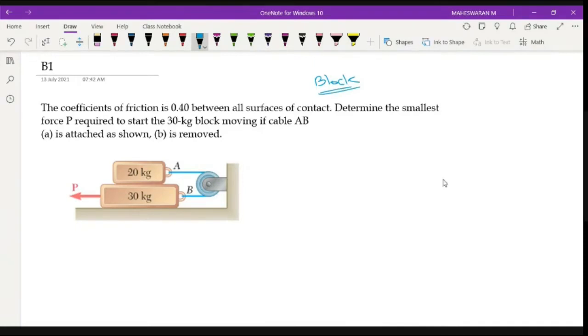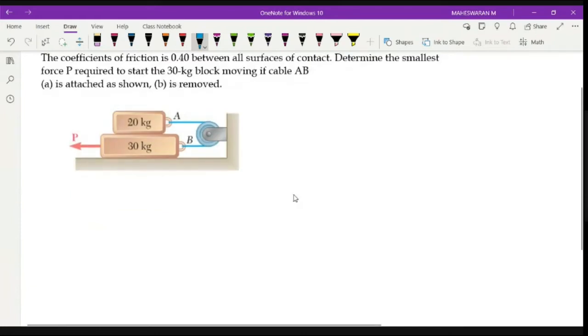What they have given us is a coefficient of friction of 0.4 between all the surfaces. They are asking what is the smallest force P required so that you can move this object. They consider two conditions. Number one, if there is a cable attached like this. The second condition is if there is no cable. If there is no cable, what will be the position? So this is your problem.